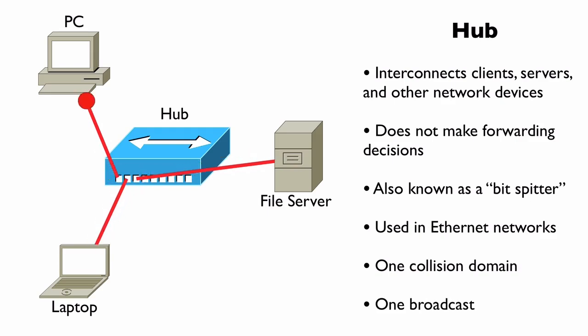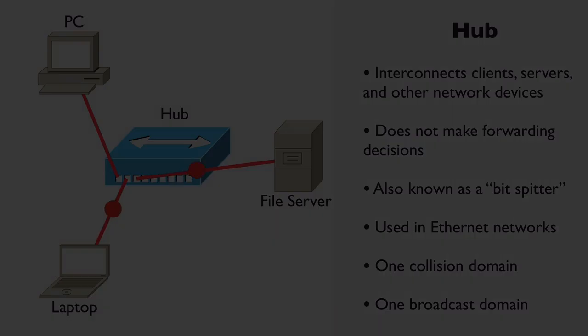Also, we have a single broadcast domain. A broadcast packet is a packet that is sent out to all of the workstations, all of the Ethernet devices on a subnet. And the hub is going to take a broadcast in on one port and repeat it out all of the other ports. It's not separating broadcast domains, it's not separating collision domains. In fact, all of the ports belong to the same broadcast domain and to the same collision domain.